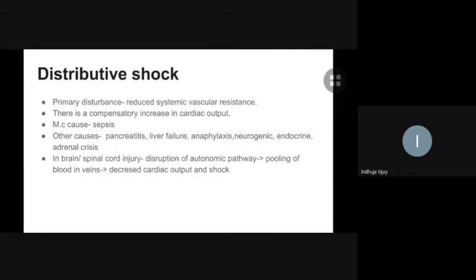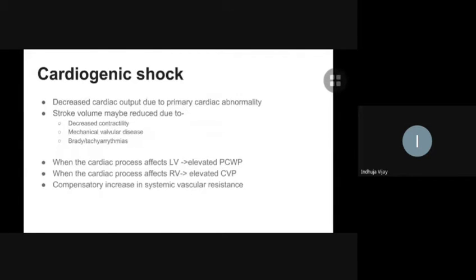In brain and spinal cord injury, there is neurogenic shock. There is disruption of the autonomic pathway, leading to pooling of blood in the veins, which will decrease the cardiac output, leading to shock. Okay, the causes of the various types of shock are given in the table, which we saw previously. You can see the causes for distributive shock: septic shock, pancreatitis, severe burns, anaphylactic shock, neurogenic shock, endocrine shock, and adrenal crisis, which I have mentioned in the slide.